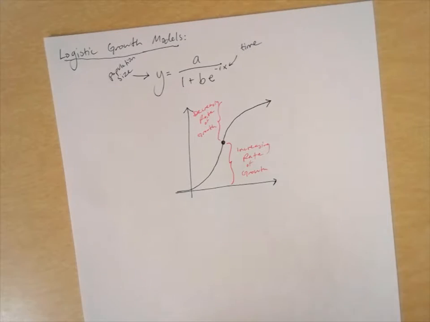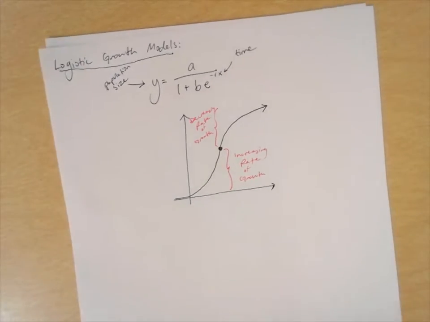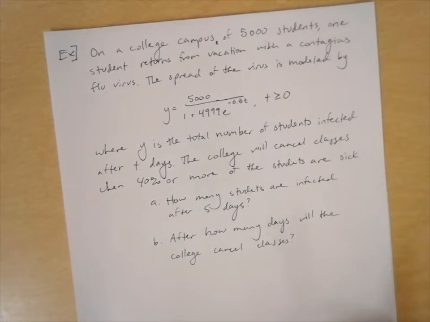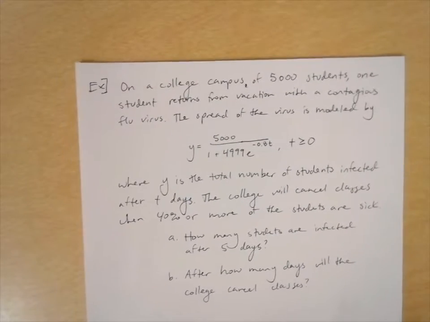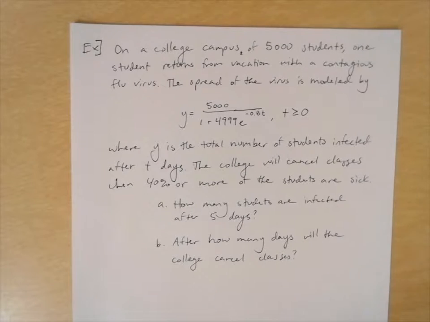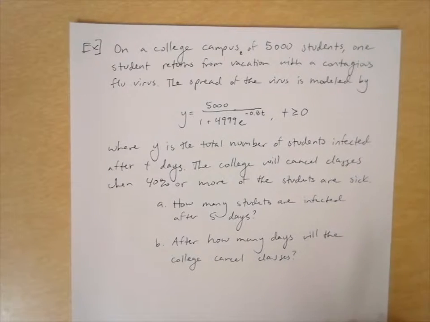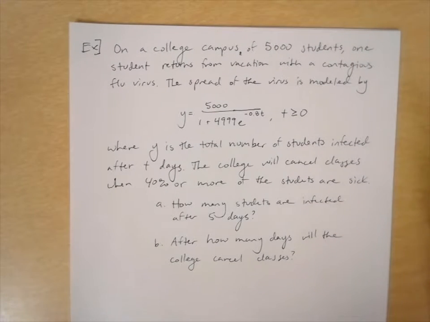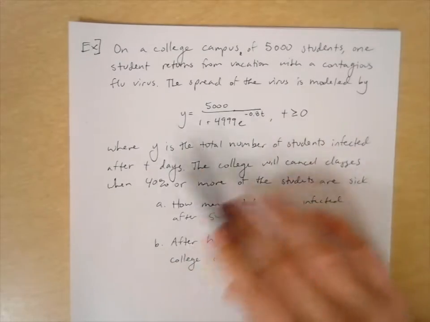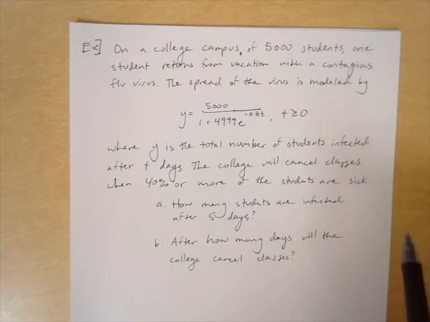And so, what we're going to talk about now is another word problem. Again, I wrote this one down already just to save some time. If you want to pause the video, write it all down, that would be a good idea. But I'll read through it for you right now. So, on a college campus of 5,000 students, one student returns from vacation with a contagious flu virus. The spread of the virus is modeled by this equation right here, where y is the total number of students. Remember we talked about how y is the population infected after t days, where the variable is time. Okay. The college will cancel classes when 40% or more of the students are sick.